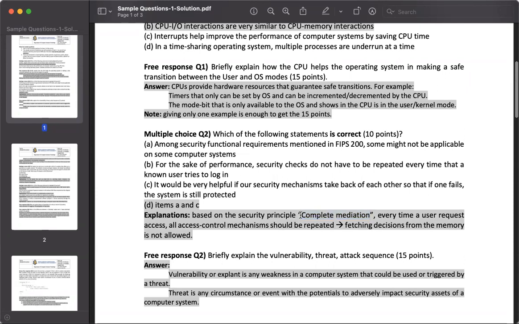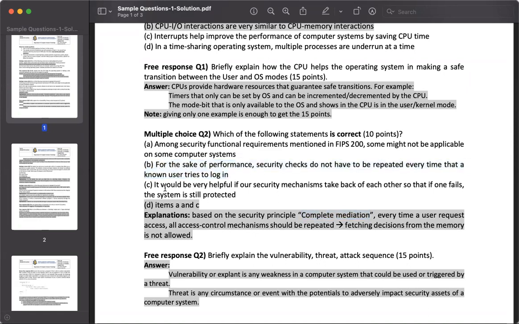Every time someone or agent, it might be a user or a process on behalf of that user, every time an agent tries to access some asset, we redo all the security procedures. So of course this is called complete mediation. So this principle makes item B wrong.